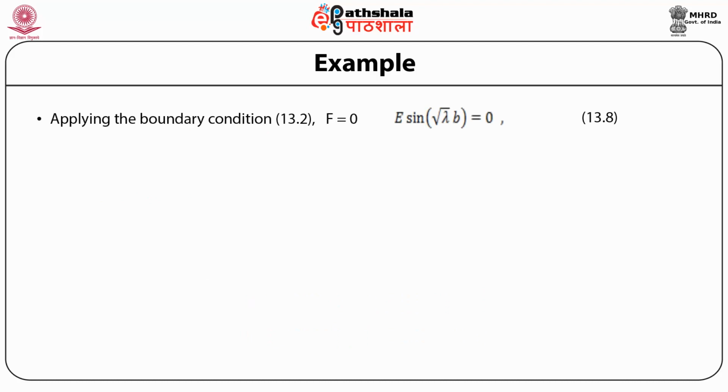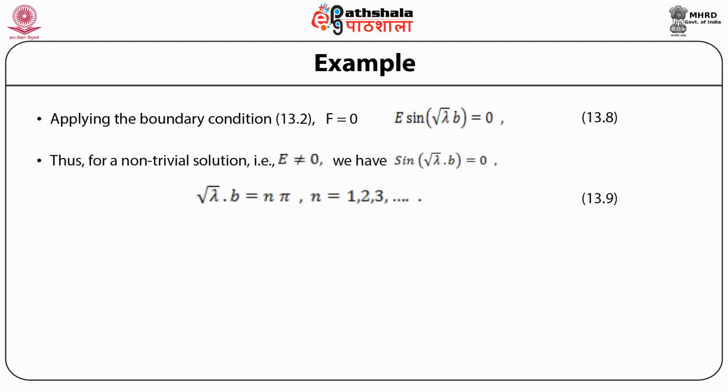Now applying the boundary condition that x is equal to 0, when x is equal to 0, sine is 0, therefore f times cosine of 0, which is 1. So this implies f is equal to y of 0, but y of 0 is equal to 0, therefore f is equal to 0, and we have e sine. Thus, for the non-trivial solution, e sine of under root lambda b must be equal to 0, or else e is 0, in which case you have again the trivial solution.